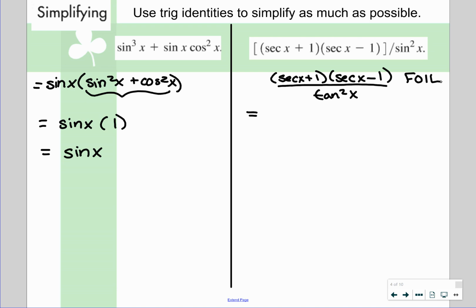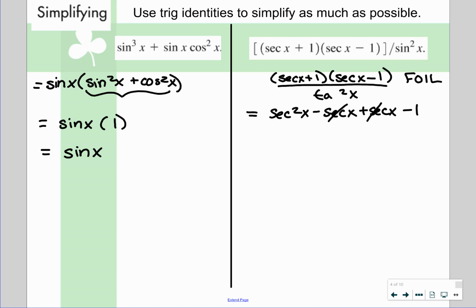If not, let's do it. What are the first terms going to give you? Secant times secant. Secant squared. My outside term, secant times negative 1, negative secant. My inside terms, 1 and secant, secant. Last term's 1 and negative 1, negative 1. What happens? Outside and inside cancel.